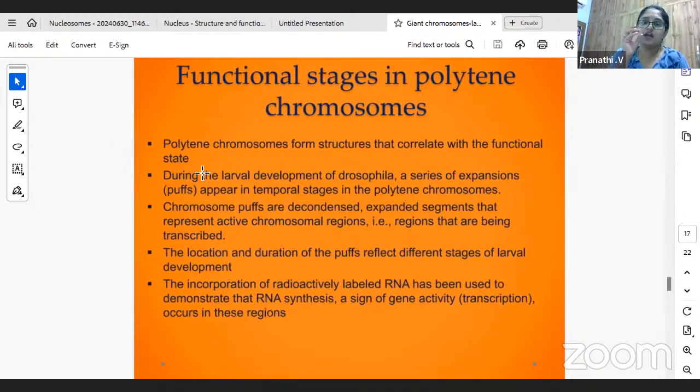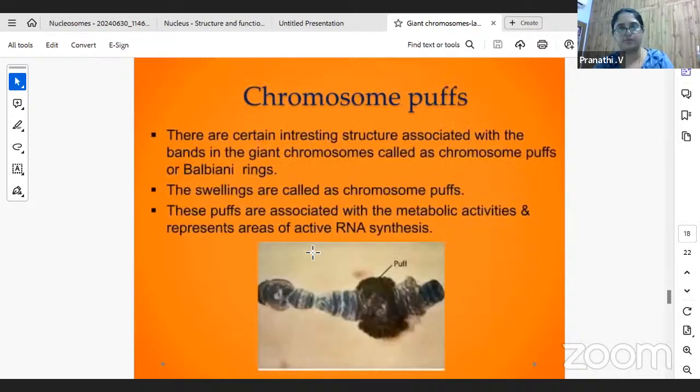So the location of this particular polytene puff shows the different stages of larval development. So yes, we can know the phase of the larva by seeing the polytene puffs. And when you radioactively label this RNA, then you know what kind of gene is being transcribed, and you can know what kind of gene is going to be coding for what protein.